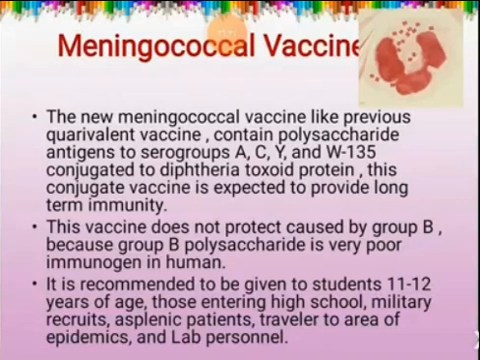The vaccine doesn't protect from infections caused by group B, because group B polysaccharide is a poor immunogen in humans, so there will be no production of antibodies against this polysaccharide capsule. So there is no immunity to the type B serogroup of meningococcal disease.